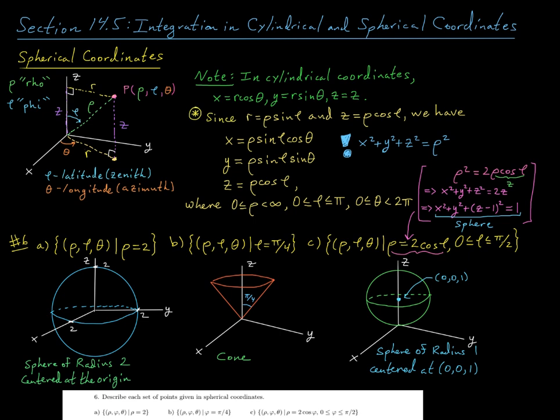Furthermore, if I plug in something, say, between pi over 2 and pi, I'm going to get a negative value for my cosine, which will run into some problems here since I know that the radial distance rho has to be non-negative. All right, great.